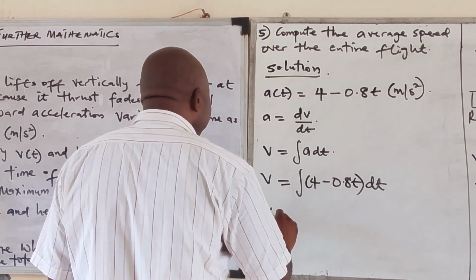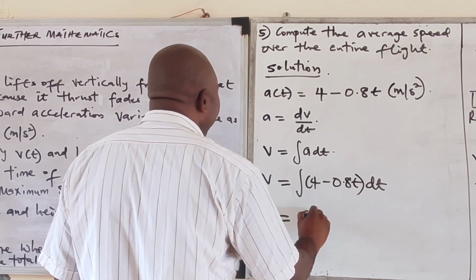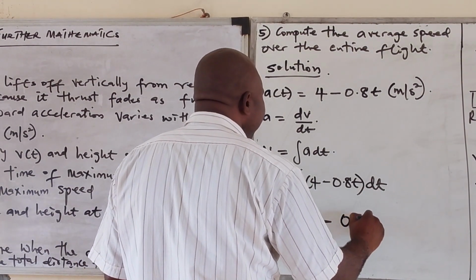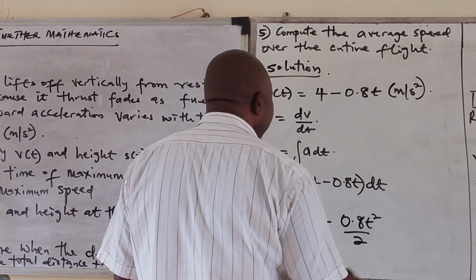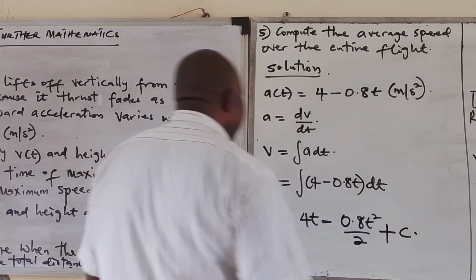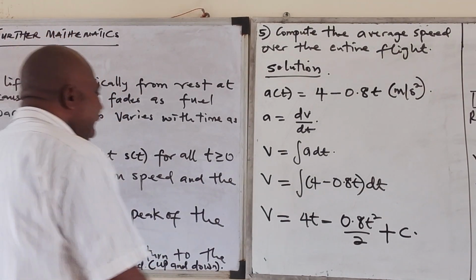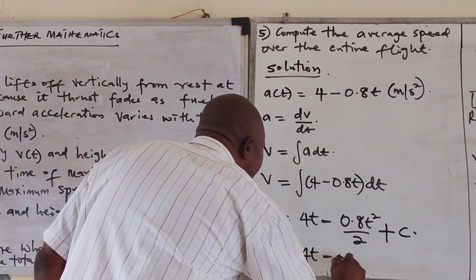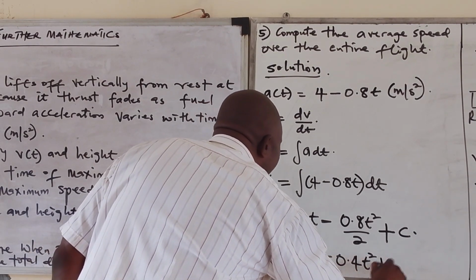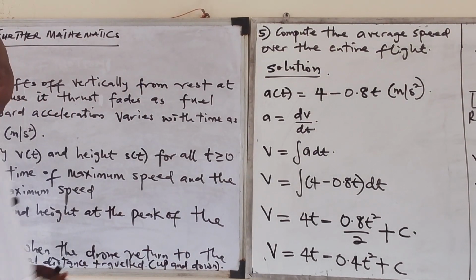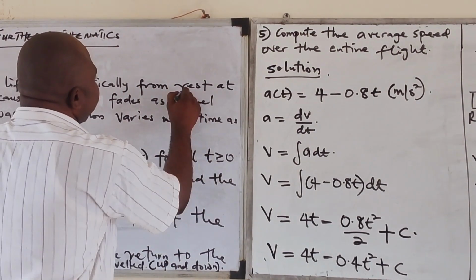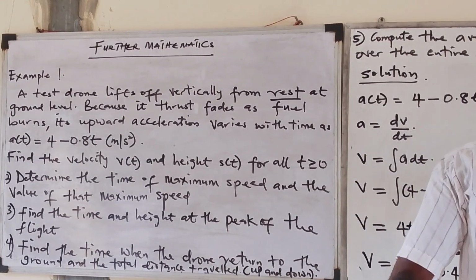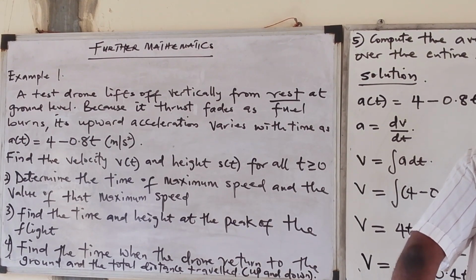It means our v here will be equal to, when you integrate 4, you have 4t, minus, when you integrate 0.8t, we have 0.8t squared over 2, then plus c. So our v will be equal to 4t minus 0.4t squared plus c. Now remember, the body lifts up vertically from rest. Please take note of this word, from rest.